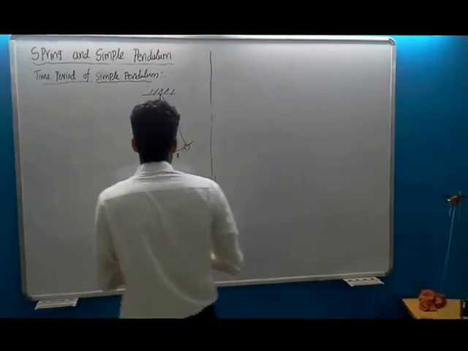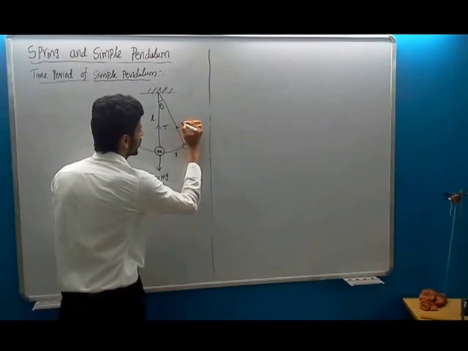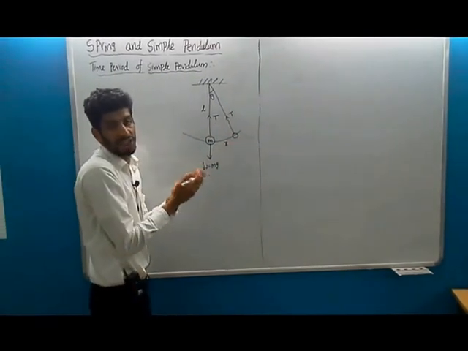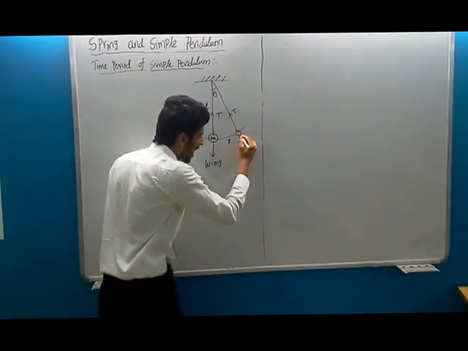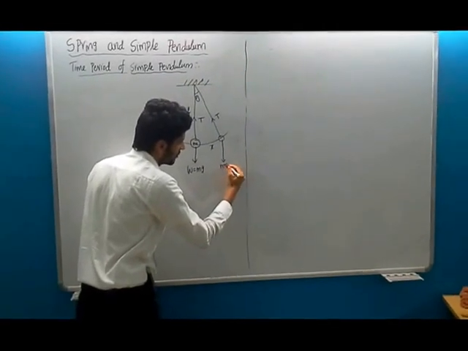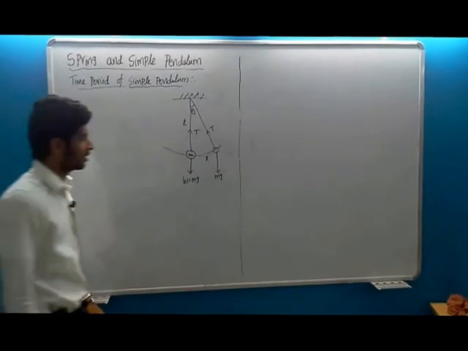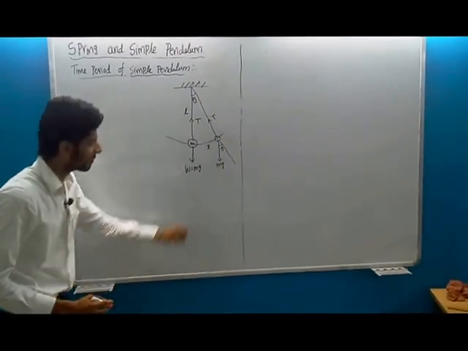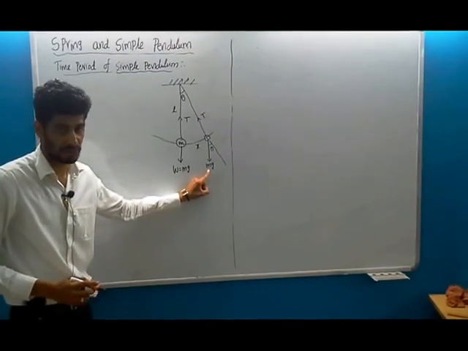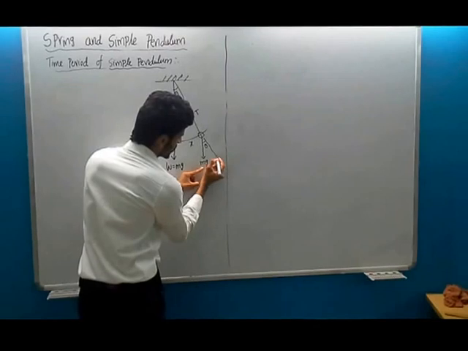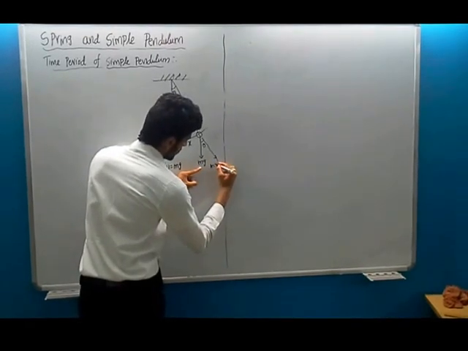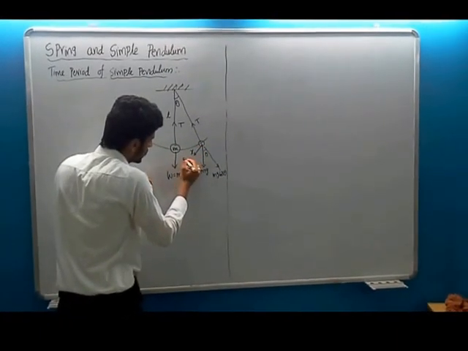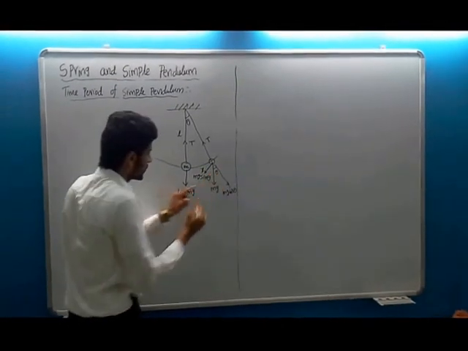acting on the bob? There is again a tension acting on the string, which is actually along the string, T, and again there is a gravitational force, which is nothing but the weight, which is acting exactly downward, which is mg. Exactly downward. What I am going to do is, if this is theta, this should be T. So I am going to resolve this mg, the gravitational force weight, into two components. One is the horizontal component, that is nothing but mg cos theta. Another one is mg sin theta, which is the vertical component.